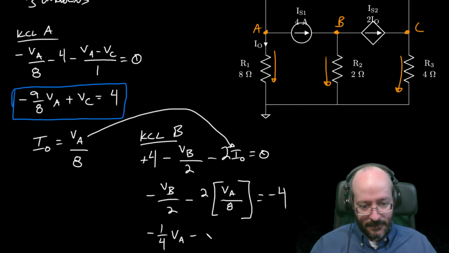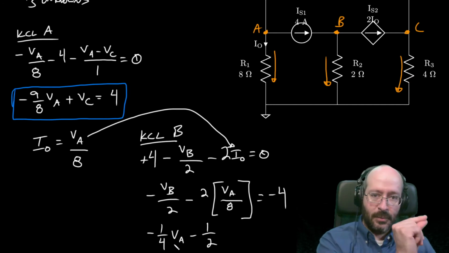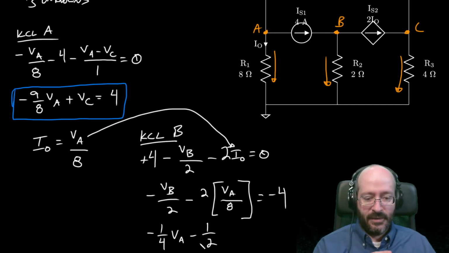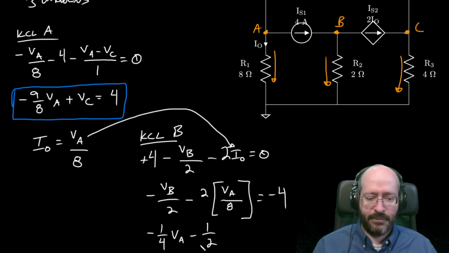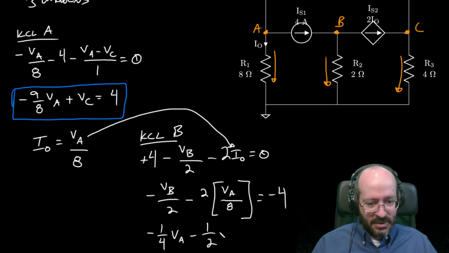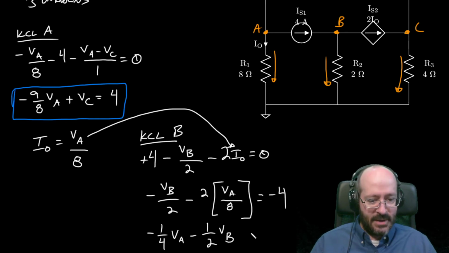And so that's another one of my habits, is when I'm working towards my final form, I like to put my terms in the order of the columns in the matrix form. That way, when I plug it in, I don't have to pay attention and potentially get something wrong. Okay, 1/4 VA and 1/2 VB equals negative 4. Okay, that one's in good shape.